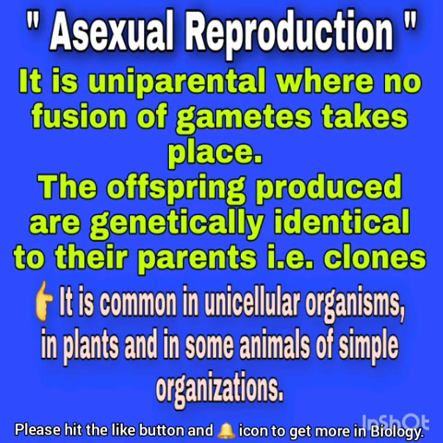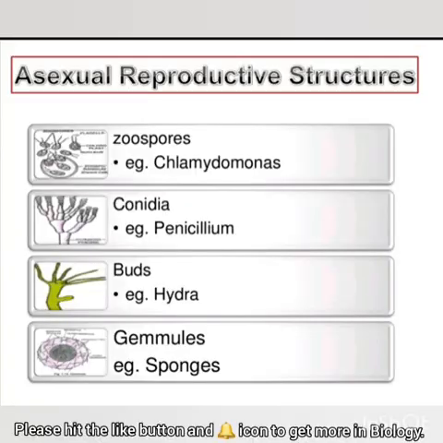Now, let's start with asexual reproduction. It is uniparental, where no fusion of gametes takes place. The offspring produced are genetically identical to their parents. They are called clones. Actually, it is common in unicellular organisms, in plants, and in some animals of simple organization. Keep in mind the topic clone, students. Now, asexual reproduction takes place with the help of zoospores in Chlamydomonas, by conidia in Penicillium fungi, by exogenous buds in Hydra, and by the help of endogenous buds in freshwater sponges, that is gemmules.